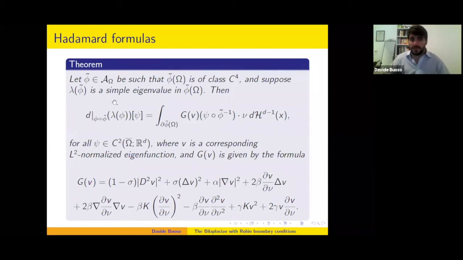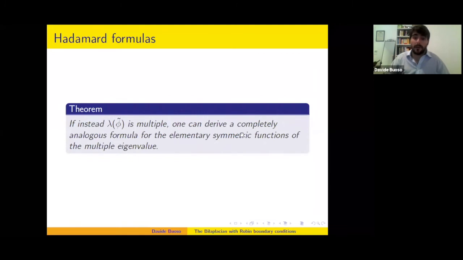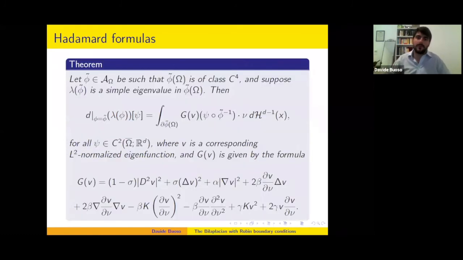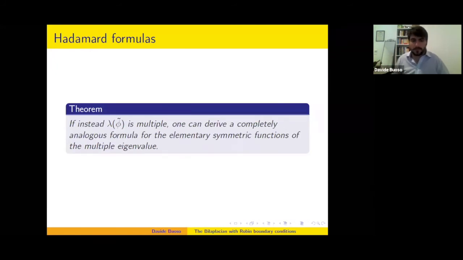Now, of course, this is for a simple eigenvalue. In the case of a multiple eigenvalue, you know that in general you cannot differentiate. You may have splitting, and this is bad for differentiation. However, if you consider elementary symmetric functions of the multiple eigenvalue, you can show that they overcome the splitting phenomenon, so they become analytic, and you can differentiate, and you get a formula which is completely analogous to this. I do not want to state it because it's a little more complicated.